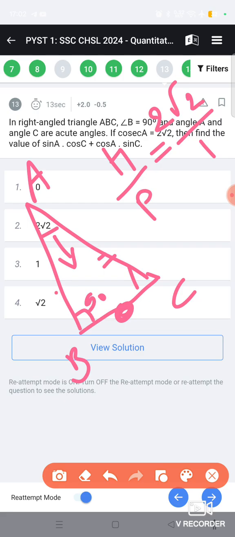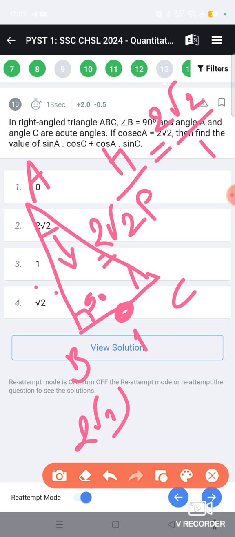Okay, then find the value of sin A into cos C plus cos A into sin C. Okay, so this is 2 root 2, this is 1. So what is the value of this? It means 2 root 2 whole square minus 1. 4 into 2 is 8 minus 1. It means this is the value 5.